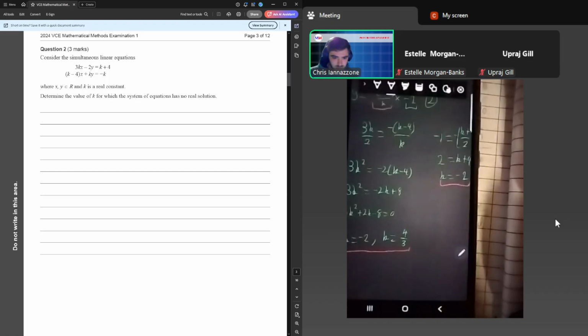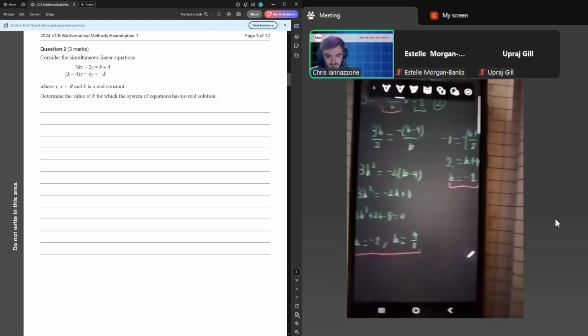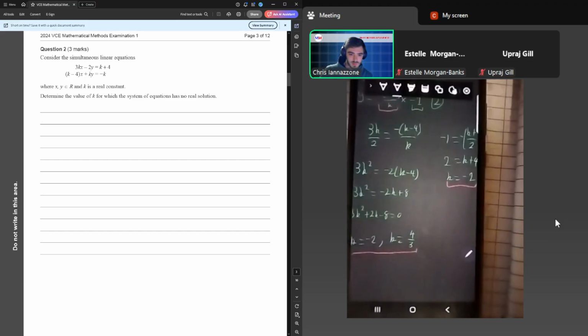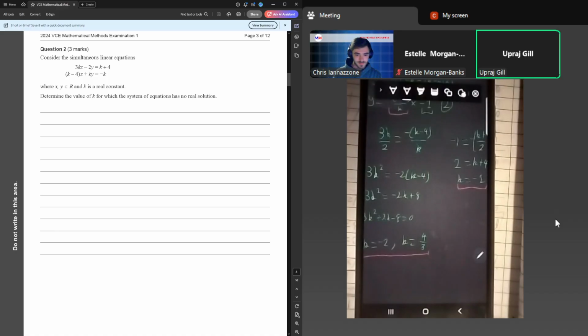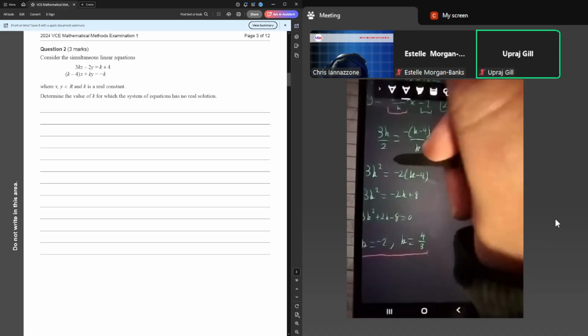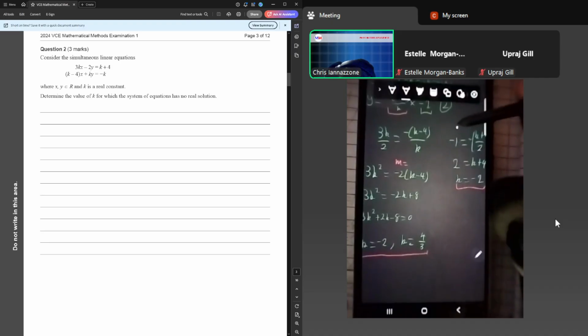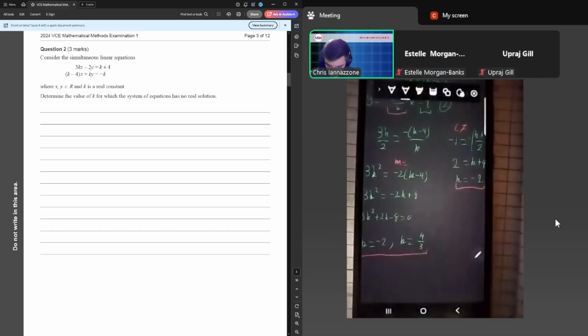So if we think about our criteria that's required, which is same gradient, different y-intercept, what's our conclusion? K equals 4 on 3, yeah. That's the only one that has m being the same, but the y-intercept being different. Nice.